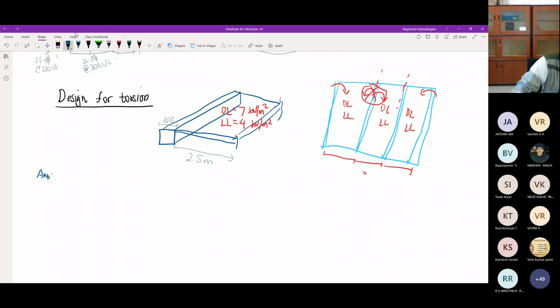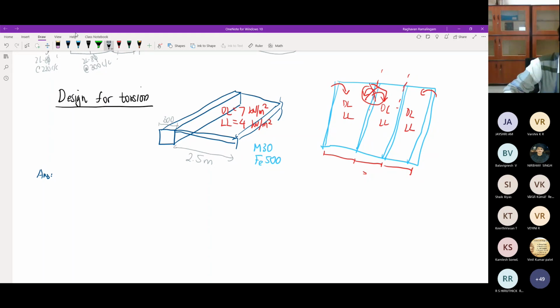The solution structure is very simple. It's very similar to what you have all done until now, but nonetheless, let us go step by step. Let us also assume it is M30 concrete and Fe500 steel.